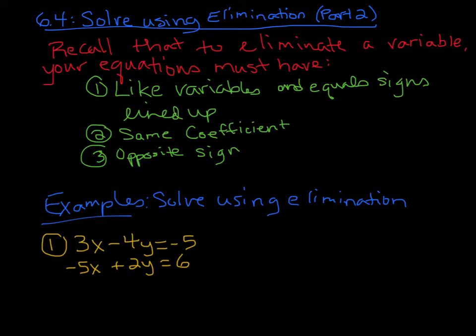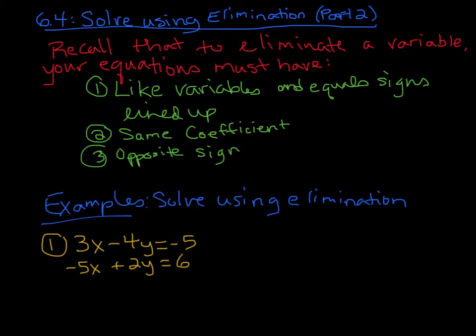So just a little review, I want you to remember that if you want to eliminate a variable, you must have three things. You need to have your like variables and your equal signs lined up. If you look below on example number 1, you'll see that our x's are lined up, our y's are lined up, our equal signs are lined up, and so are our numbers, our constants. The other thing you need is the variable that you're going to eliminate to have the same coefficient. You'll notice that neither our x nor our y has that, so we're going to have to do something to one of those equations at least.